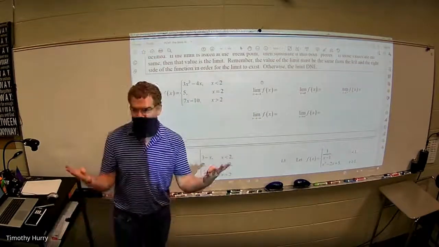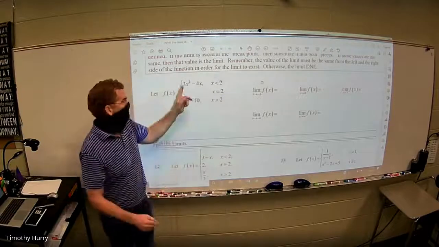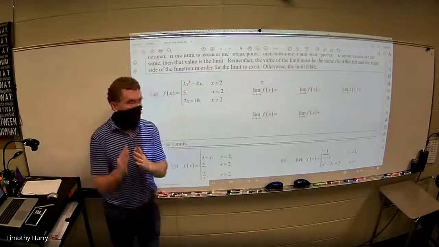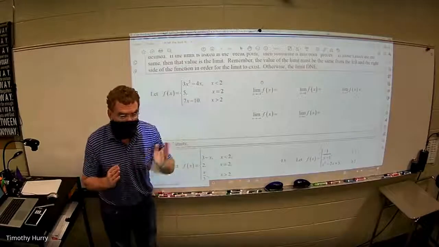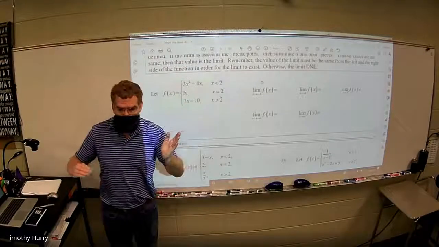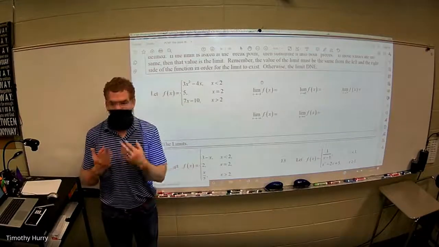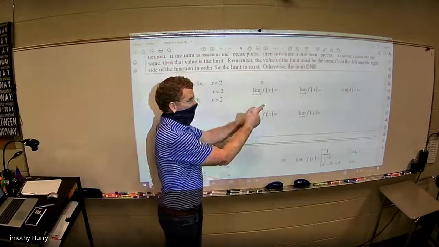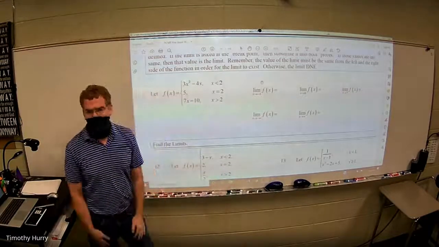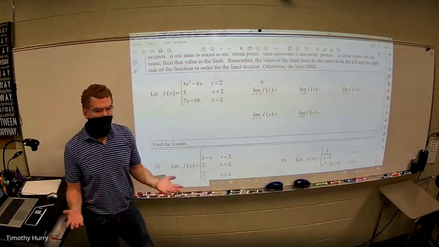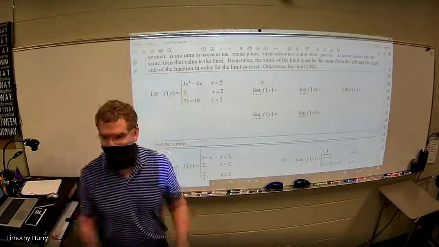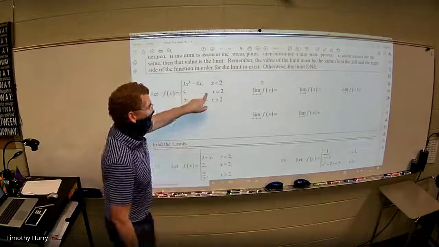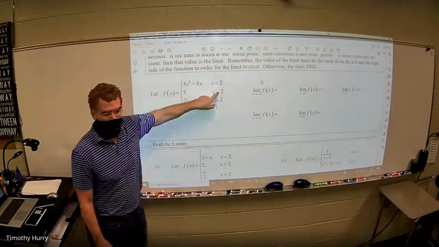So if those two values are the same, that means this parabola was approaching 4, this line was approaching 4, and if they're both approaching the same value, then the limit exists, and its value would be 4. That's how you deal with piecewise limits. You just got to check both sides. But never, ever do you even care about what happens when it's equal to 2.